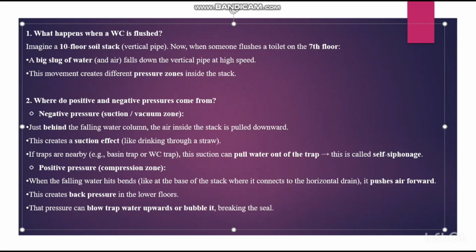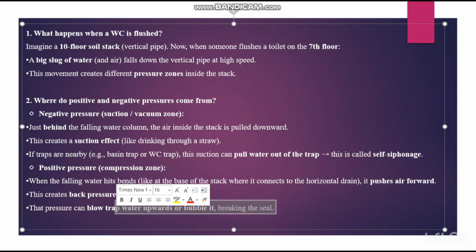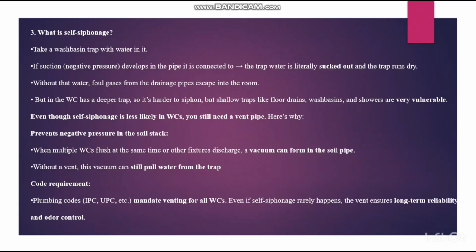And what about the positive pressure, which is below, means the first floor to 6th floor? What will happen when the falling water hits the base of the stack? It pushes the air forward. This creates back pressure in the lower floors. This pressure can blow trap water upwards or bubble it. Again, it will break the seal. So normally we call the negative pressure effect self siphonage.